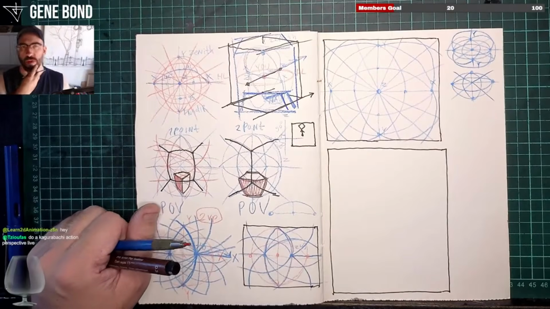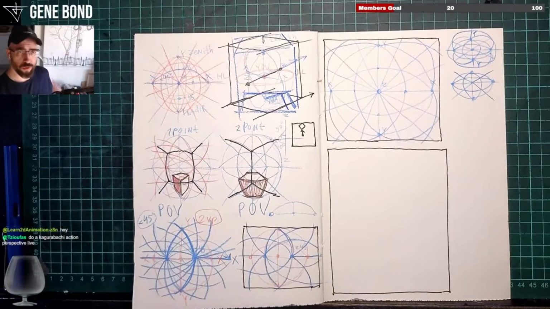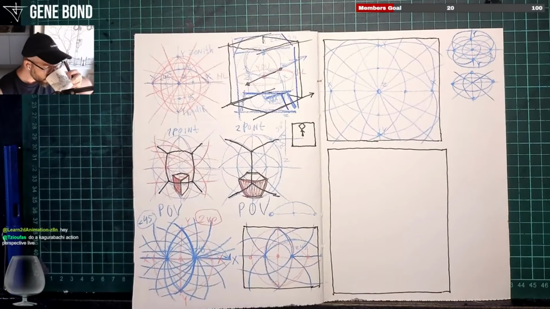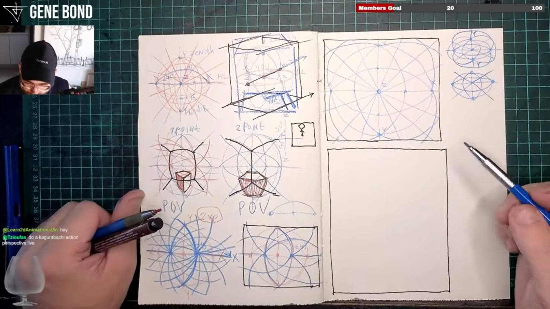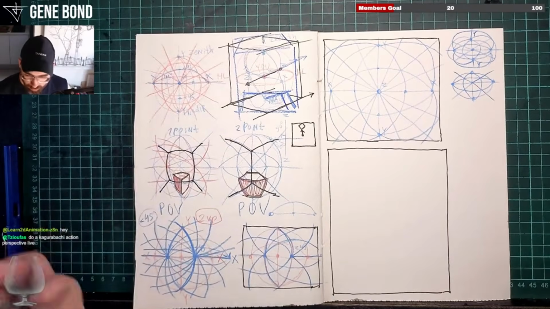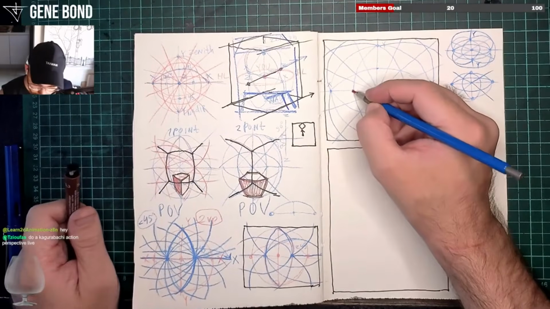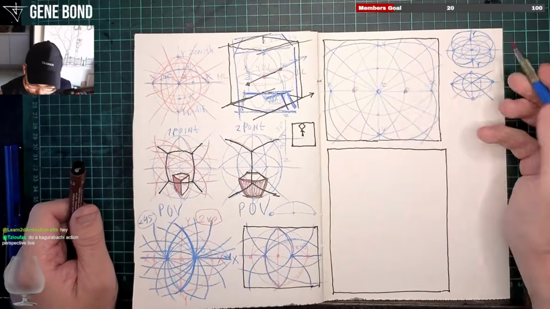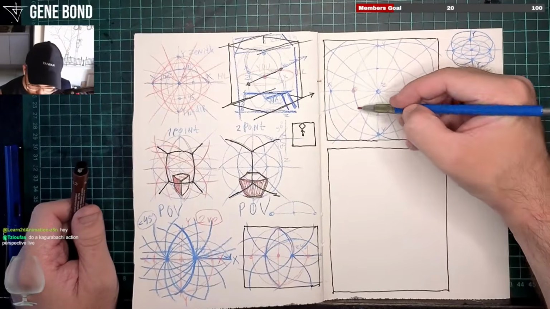I covered this in my video Perspective for Beginners Part 2, or tutorials like 6-point perspective. So I recommend you watch. So now we put this 45 angle stuff.